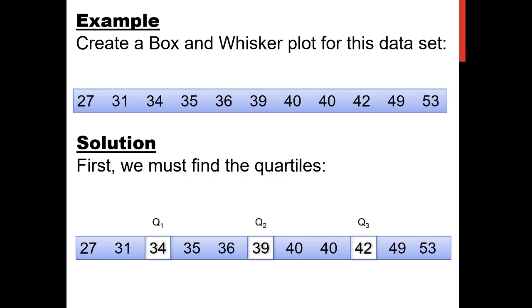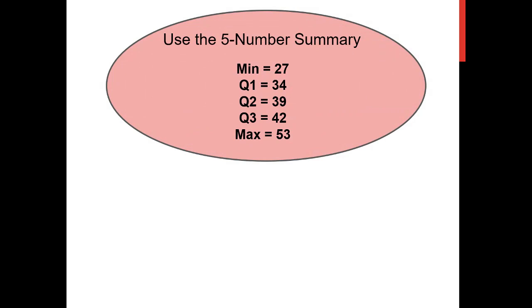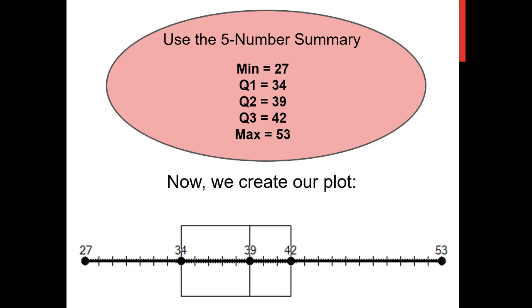Once we get the quartiles, now we can go ahead and draw our box and whisker plot. We're going to need a number line that extends from 27 to 53. So our minimum is 27, our maximum is 53, Q1 is 34, Q2 is 39, and Q3 is 42. Let's create our box and whisker plot. So we've got our number line that starts at 27. Then we've got 28, 29, 30, 31, 32, 33, 34 is in the right place, 35, 36, 37, 38, 39, 40, 41, 42, 43, 44, 45, 46, 47, 48, 49, 50, 51, 52, 53.